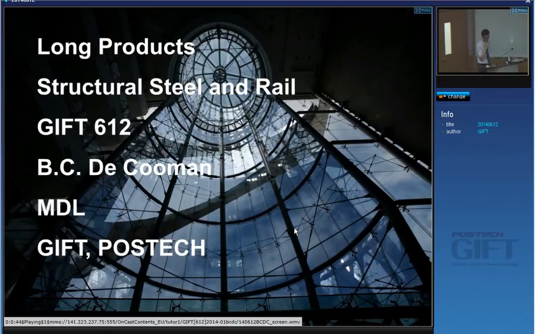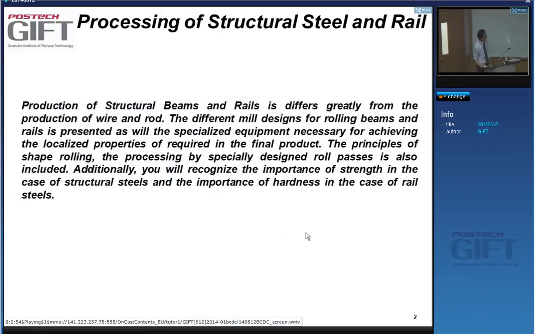So what are these so-called long products? Basically, we're talking about structural beams and rails. What we'll see today is mill designs for beams and rails, and you'll see they are very characteristic for the type of product that is being made.